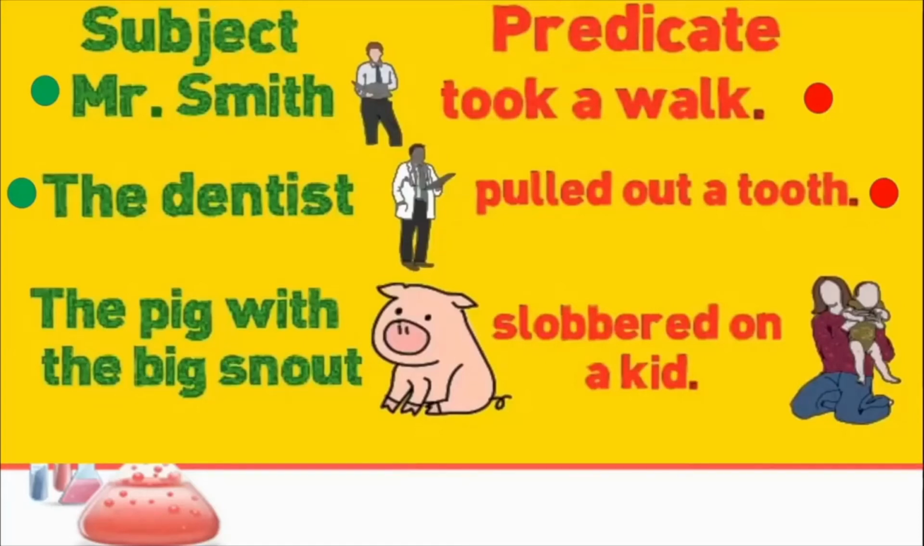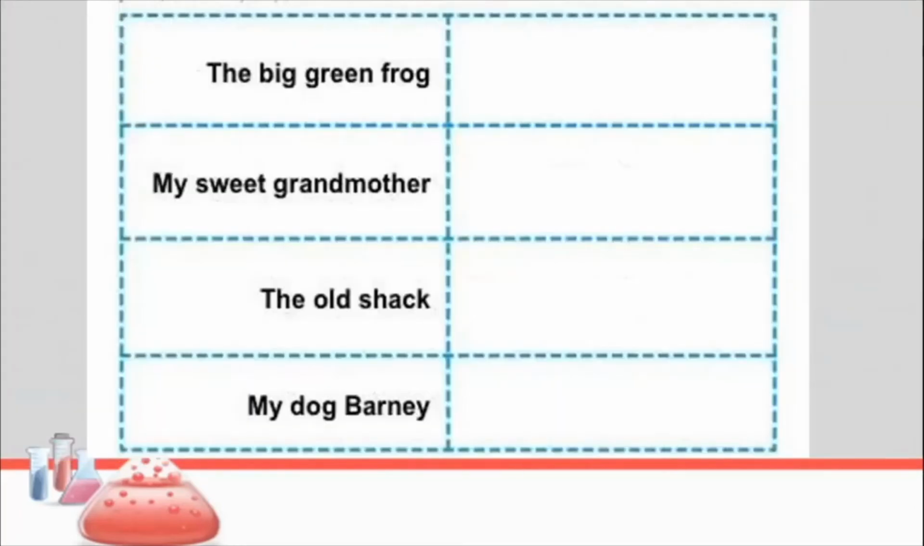The pig with the big snout slobbered on a kid. That means it attacked a kid. So the pig with the big snout is the subject. Slobbered on a kid is the predicate because it is the pig who did the work or action of slobbering on a kid. So these are some more examples for you. So hope the idea is clear. If not, there are some more examples coming your way.